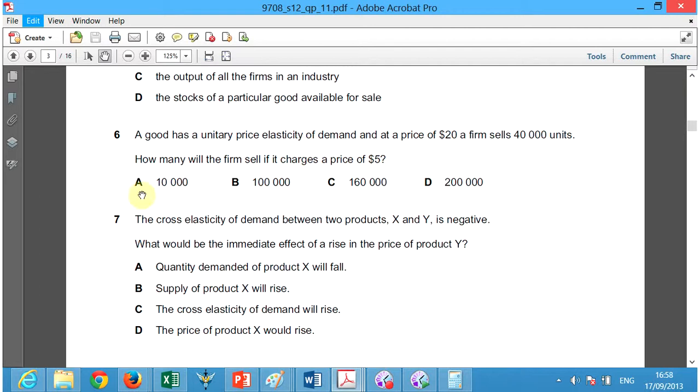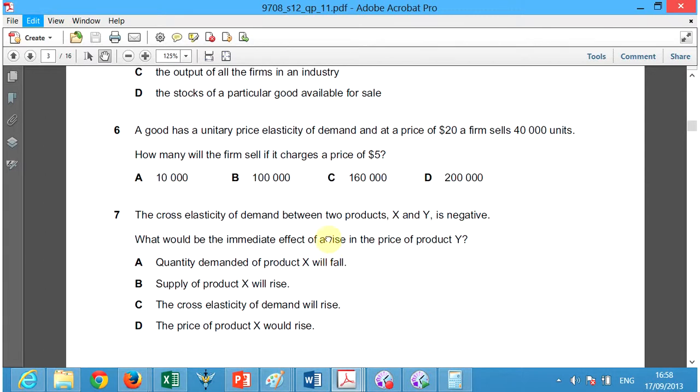We need an answer, A, B, C, or D, that will allow the total expenditure to be 800,000 given the new price. So $5 times 160,000 units will give us the 800,000 that we need because it is a unitary price elasticity of demand. C is the correct answer.